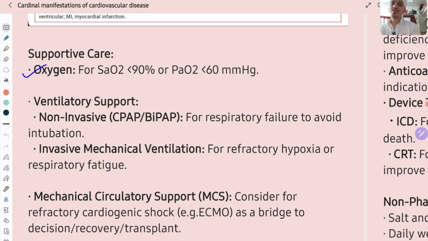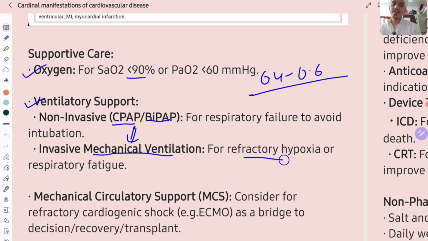So if oxygen saturation is less than 90%, you give oxygen. Okay, ventilatory support, for example, HFNC, high flow nasal cannula, 0.4 to 0.6, still if it is less than 90%, you can consider non-invasive CPAP by pipe, and if the patient is not responding to this also, you can give mechanical ventilation if refractory hypoxia or respiratory fatigue. And again, if the patient is not responding to this also, you can give mechanical circulatory support, nothing but ECMO, extracorporeal membrane oxygenation, as a bridge to decision, recovery or transplant for refractory cardiogenic shock.